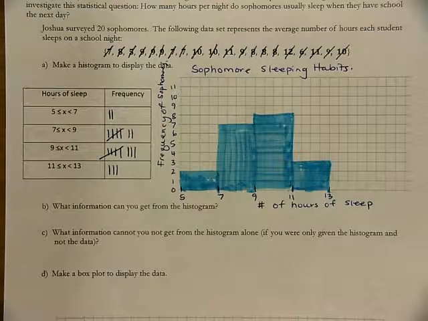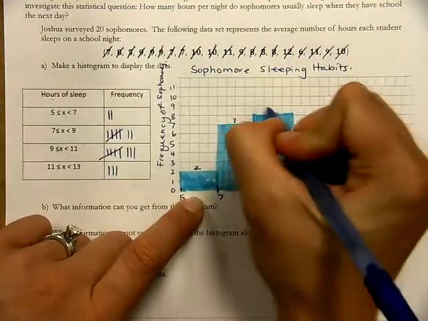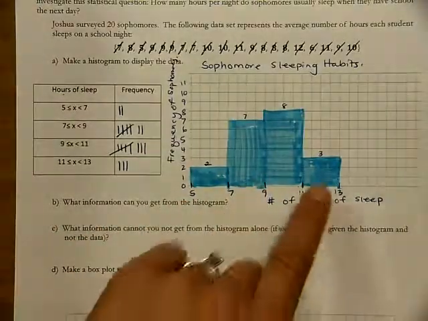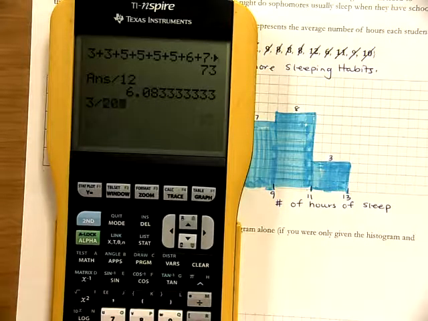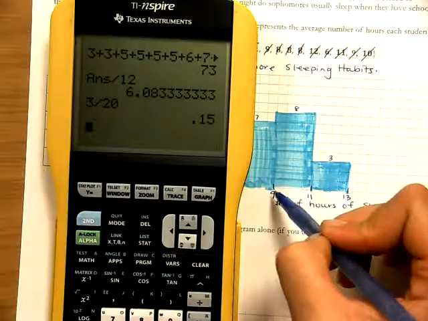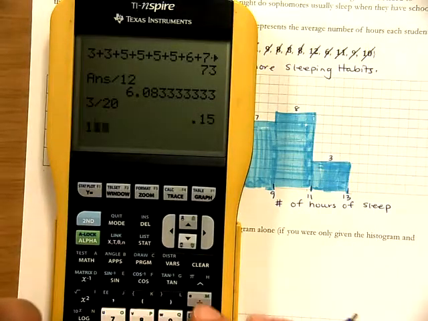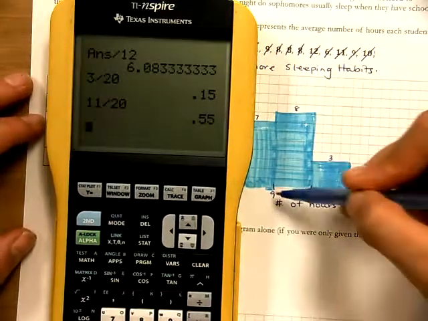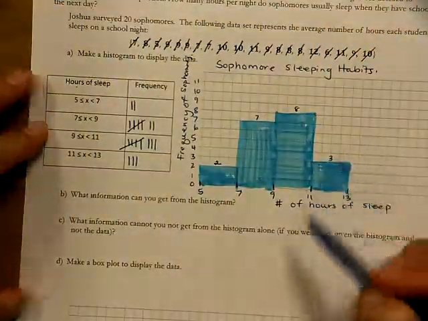A lot of different possibilities. You could even find percentages. So if this is 2 and that was 7, this was 8 and this was 3, I could say, well, let's just choose this one. 3, so 3 divided by, there were 20, 15% got between 11 and 13 hours. Well, let's just say 9 hours of sleep or more, so that's 8 and 3, that's a total of 11. 11 out of the 20, so 55% got at least 9 hours of sleep. So there's a lot of possibilities there.